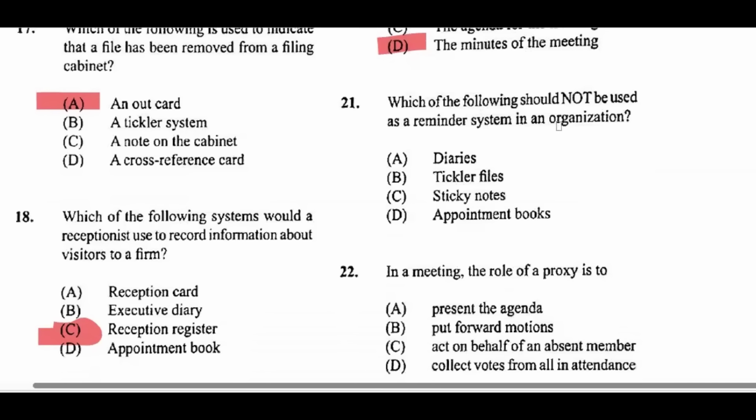21, repeated question. Which of the following should not be used as a reminder system in an organization? Diaries, yes. Tickler files, yes. Appointment. So the answer is sticky notes.